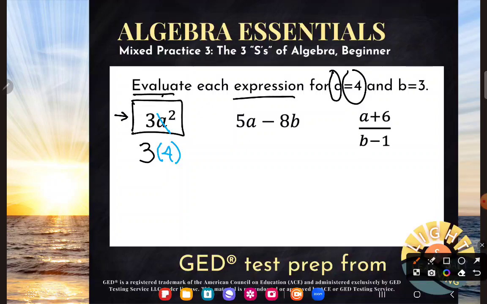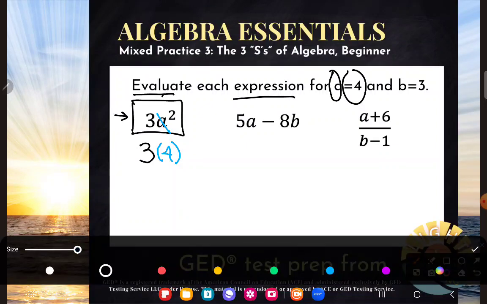Notice how I put it in parentheses. And it's actually in parentheses for 2 reasons. One, because 3 and a were shoved together, they're multiplying, but also because a is being squared. When you plug into exponential expressions, to exponents basically, make sure you use parentheses. And there's my expression to evaluate. Hey, it's not algebra anymore, is it? It's just arithmetic. It's just some math to do.